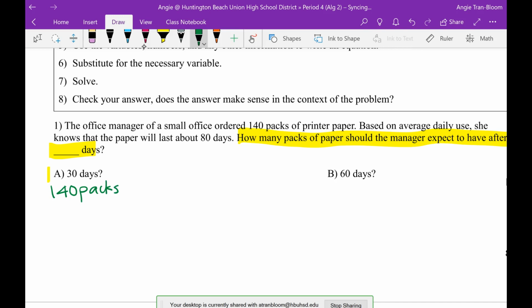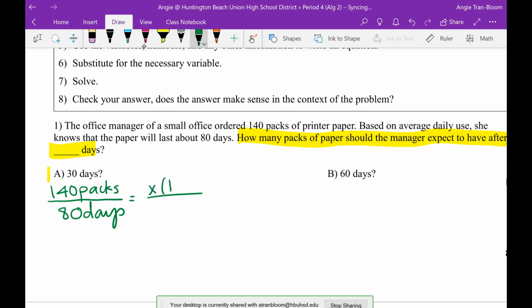Okay. I will use all of it up in how many days? 80 days. Okay, so this is all used up. I am trying to solve for x. Where should I put x? What is x? On top.